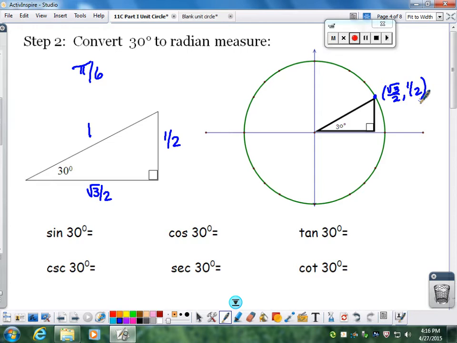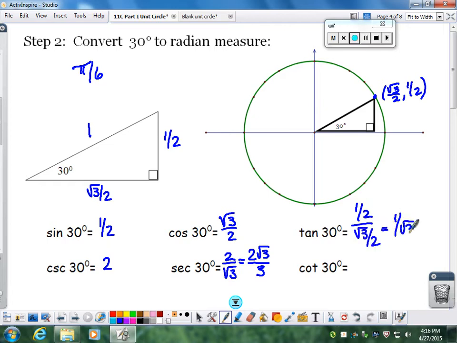Alright, the sine of 30 degrees is going to be the opposite over the hypotenuse, which is just going to be 1/2. So the reciprocal of that is going to be 2. Cosine is adjacent over hypotenuse, so it's going to be the square root of 3 over 2. The secant is the reciprocal of that, and we're going to rationalize it. Finally, the tangent is opposite over adjacent, which simplifies to 1 over the square root of 3, and then you rationalize it, it's the square root of 3 over 3. And then the reciprocal of that, well, let's use this one here to find the reciprocal. That's just going to be the square root of 3.